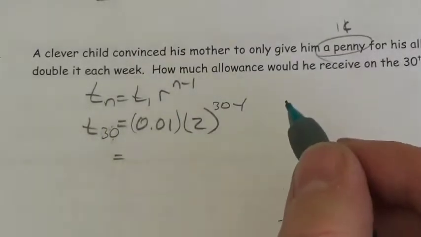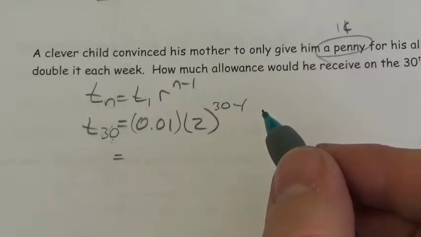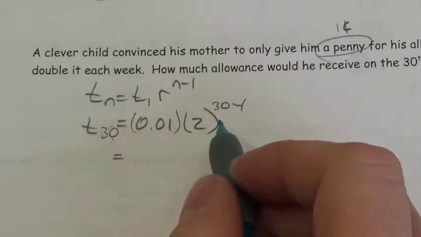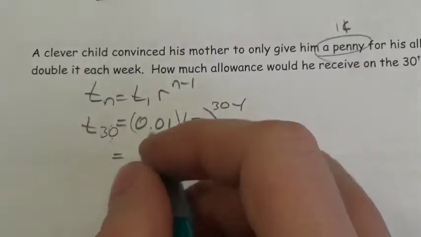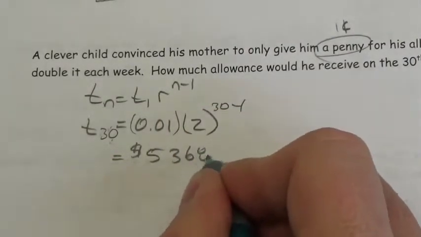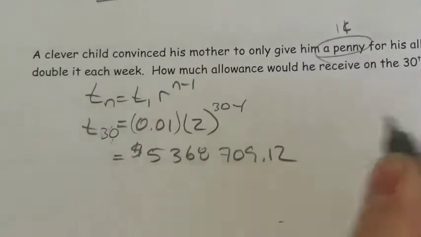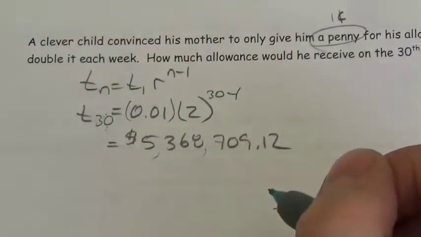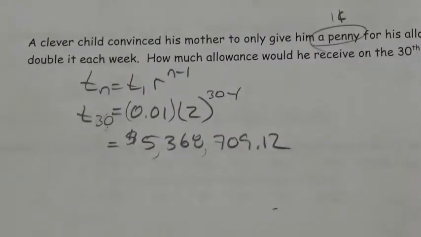All right, let's take a quick look here. So 0.01 multiplied by 2 to the power of, that's going to be 29. Oh my goodness. 5, 3, 6, 8, 7, 0, 9.12. So in the 30th week, this child got a little under $5.5 million for allowance.